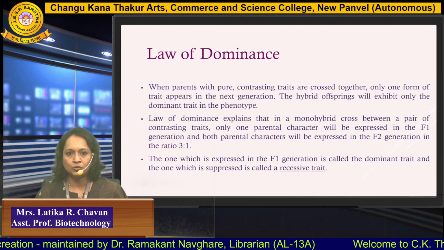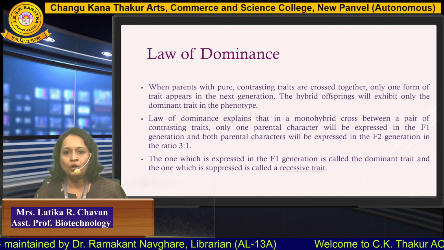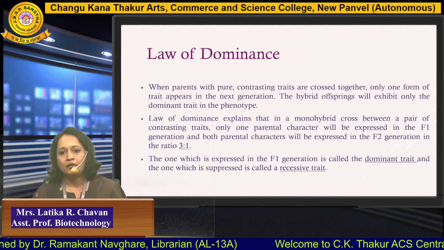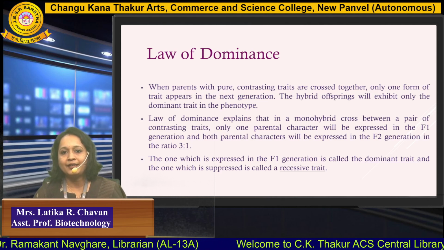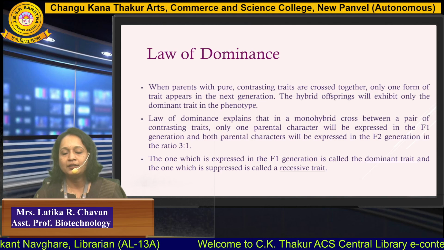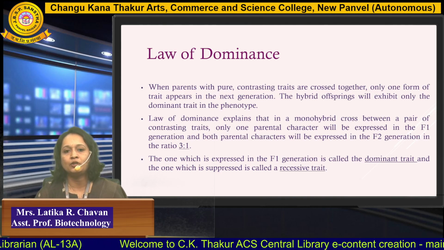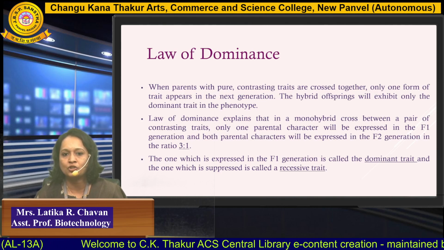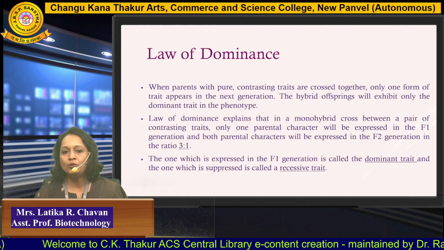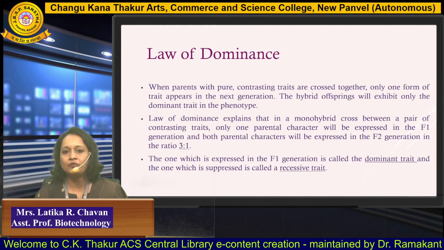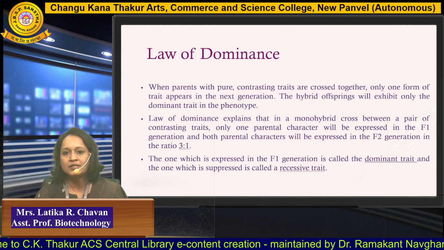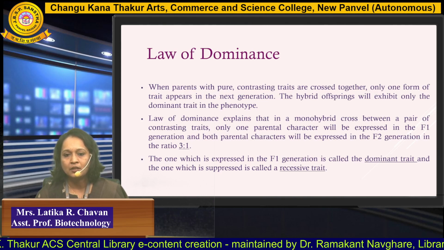I have already told you. So your first law, the law of dominance, which tells that whatever traits are appearing in F1, that is because your dominant trait or dominant allele is going to suppress or mask the expression of the recessive allele. If a monohybrid cross is there, the ratio will come 3:1 because it is following the law of dominance.